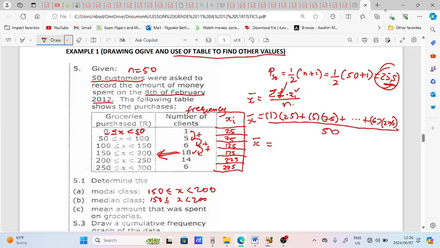What do you get? 182. No commas. Clear like that. Now that is what? That is the mean for grouped data. It's 3 marks. Can you see that? Normally you do 3 marks.